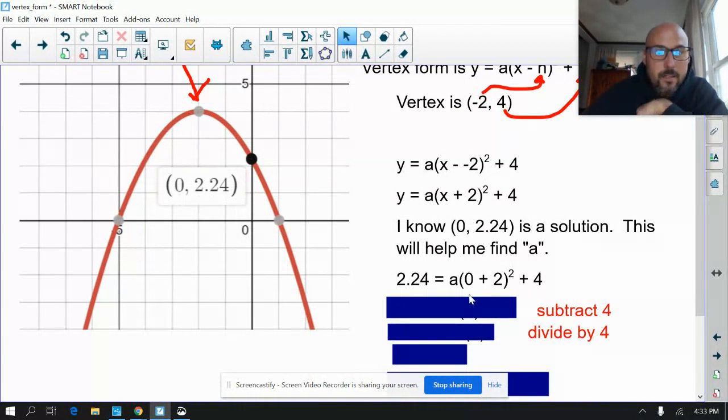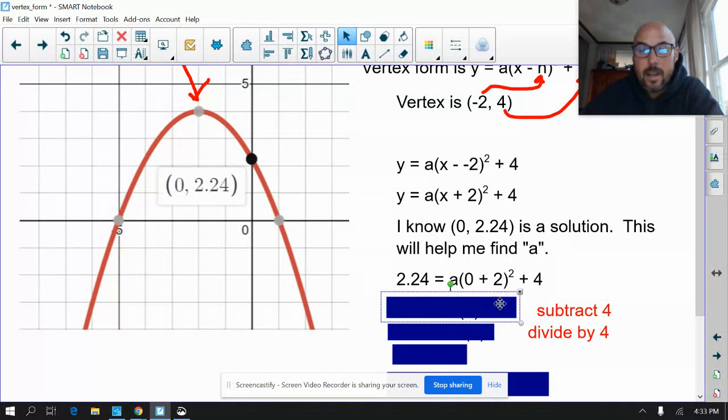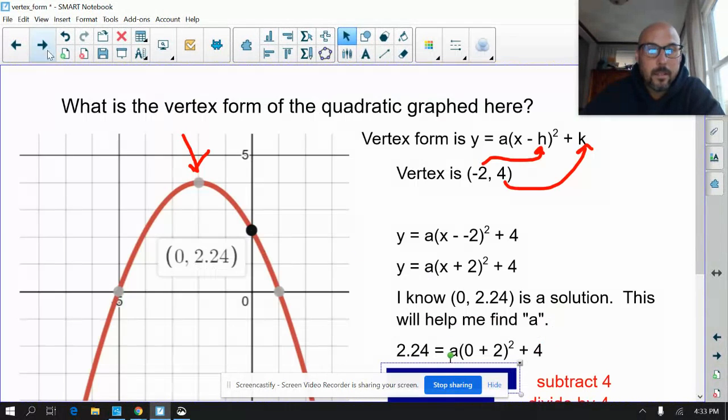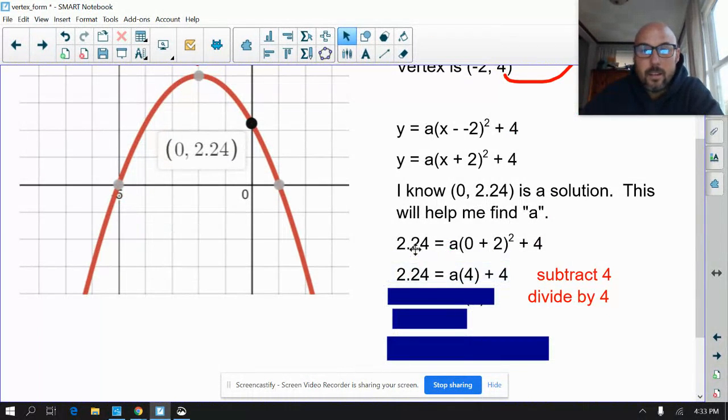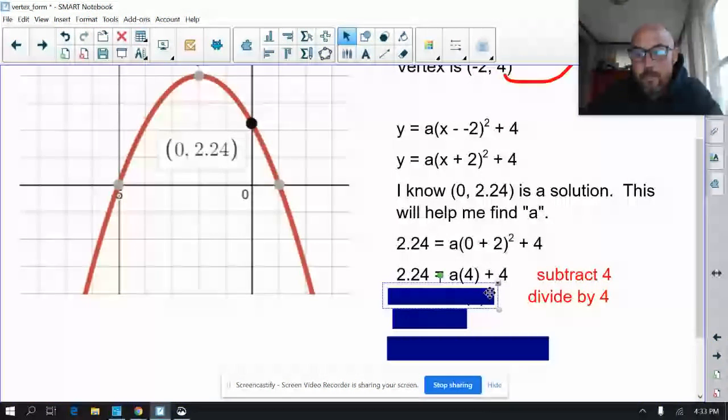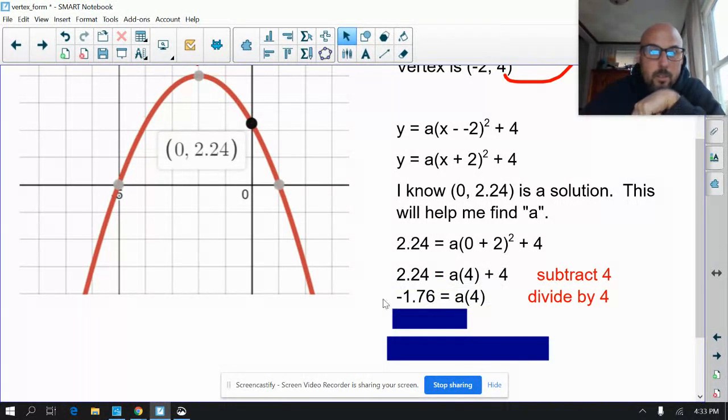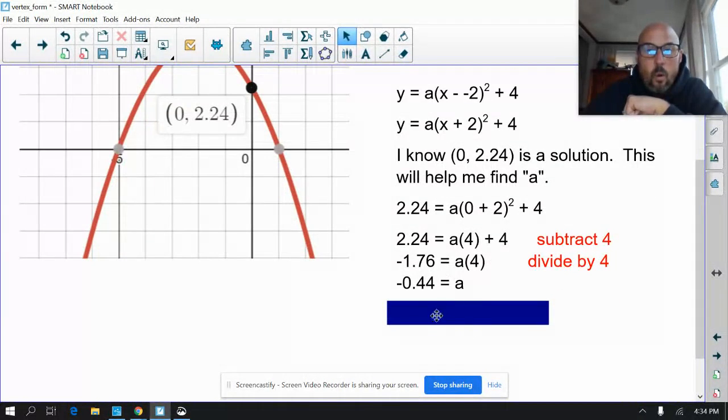Right here. So now I need to very carefully solve for a, following order of operations. First thing, 0 plus 2 is 2. And if I square that, I get 4. Now, how do I solve for a? I subtract 4 first from both sides. So 2.24 minus 4 is negative 1.76. Now I divide by 4, and look what I got. A is negative 0.44.